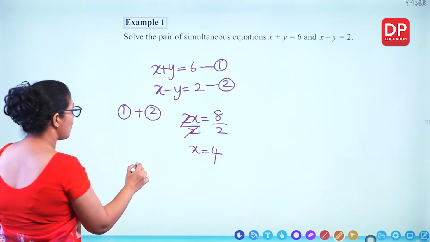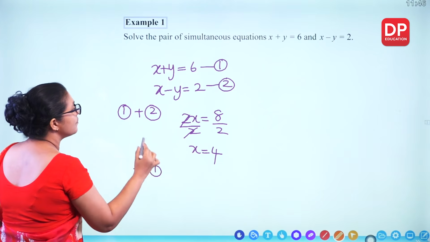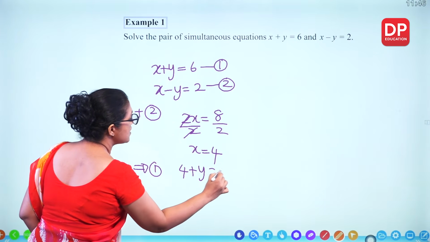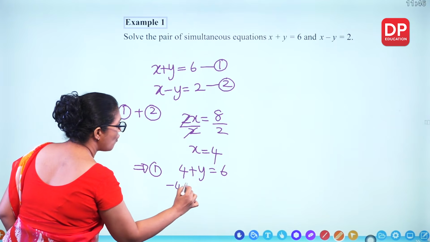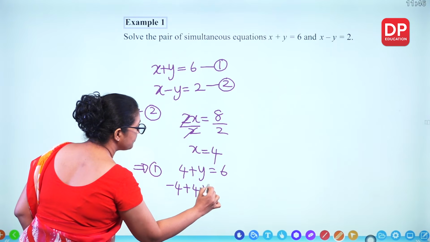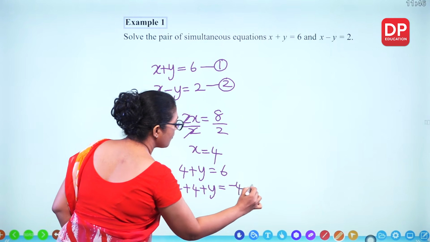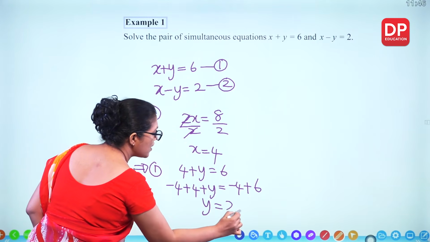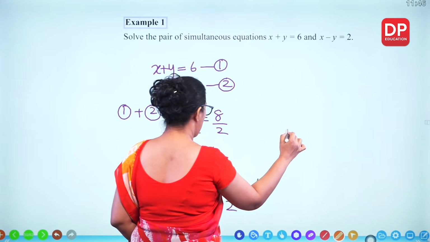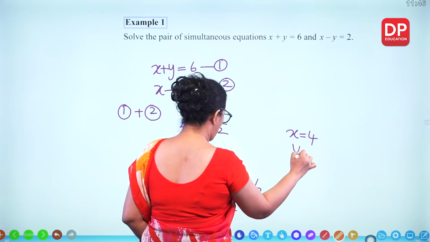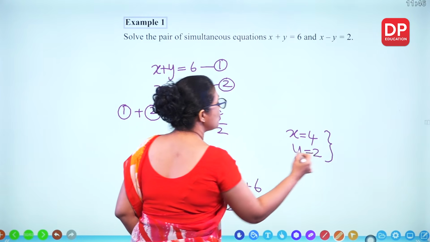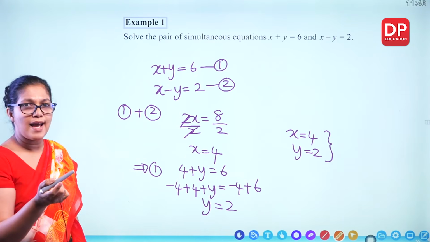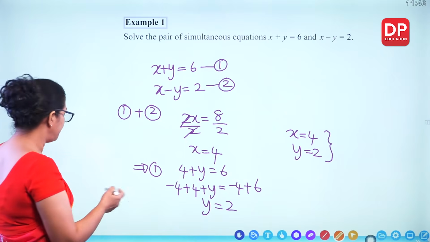Now take one of the equations and substitute x equals 4. 4 plus y equals 6. Subtract 4 from both sides. You get y equals 6 minus 4 is 2. So you get the same answer, x equals 4, y equals 2, using elimination method as well. So this is easier than substitution method.